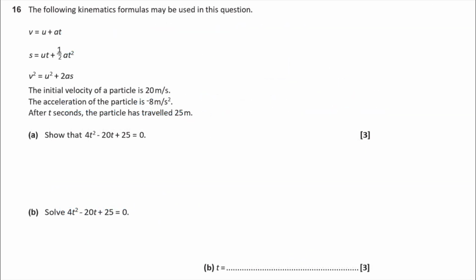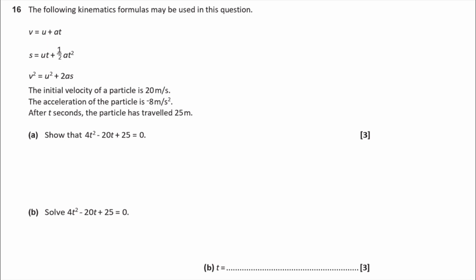Question 16, the following kinematics formulas may be used in this question. So we've got v equals u plus at, s equals ut plus half at squared, and v squared equals u squared plus 2as. Now it says we may need them, doesn't mean we need to use all three. The initial velocity of a particle is 20 meters per second, the acceleration of the particle is minus 8 meters per second squared, and after t seconds the particle has travelled 25 meters. Show that 4t squared minus 20t is equal to 25.